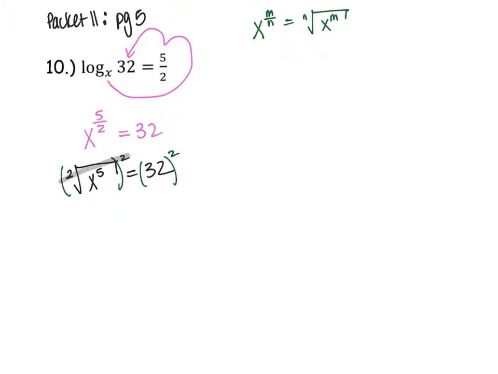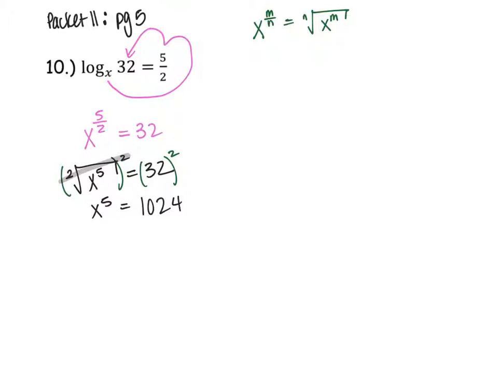And so now I'm just left with x to the 5th power equals 32 to the 2nd power. Now I'm not gifted, so I'm going to need a calculator for this. So I'm going to go grab my calculator and multiply 32 with 32. And that gives me 1024.